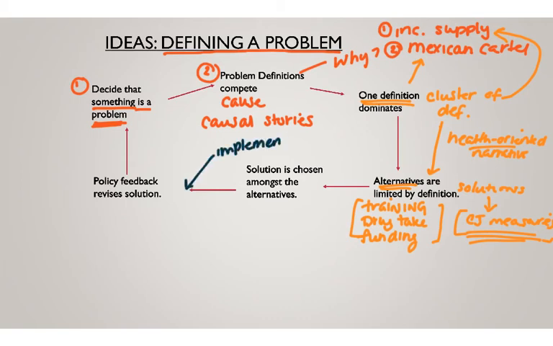Right, so that policy is implemented, then we can try to determine, by looking at what's called policy feedback, if we need to revise the solution, and then we go back again. So that's why it's a circle, right? You continue to revise the program incrementally until it improves.